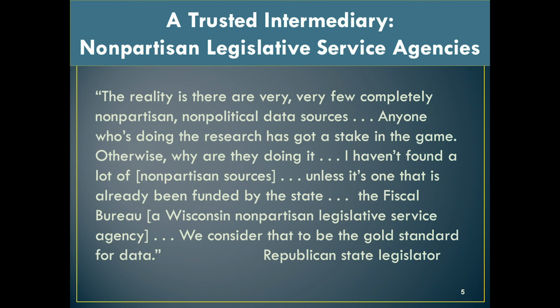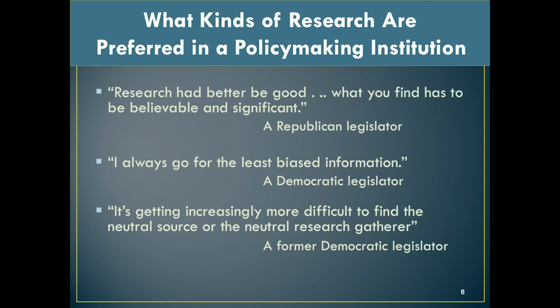Now, let's turn to another element of our theory, which is the institution. And this is on the next slide. What kind of information is preferred in a lawmaking institution? When legislators are going to share information with each other, what kind of information do they prefer? A Republican told us, here's a quote, "Research had better be good. What you find has to be believable and significant." A Democrat told us that to be believable, I always go for the least biased information. And we heard consistently, in the words of another Democrat, it's getting increasingly more difficult to find the neutral source or the neutral research gatherer.